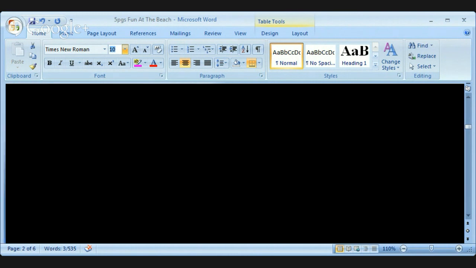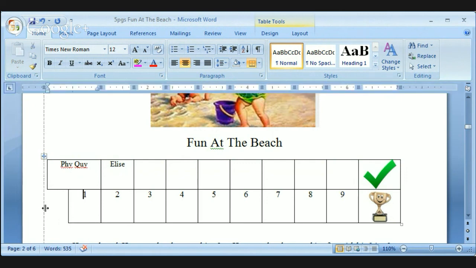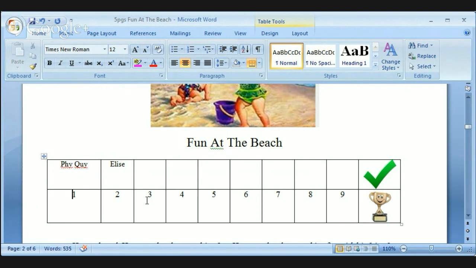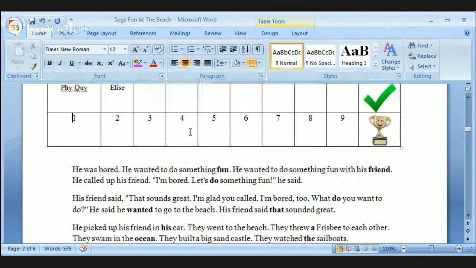So what we're going to do is, let me pull this out a little bit. Come on, work with me. All right. So if you would, Fuquai, would you read the entire thing for me, starting with Fun at the Beach?